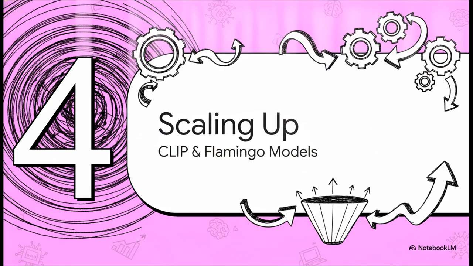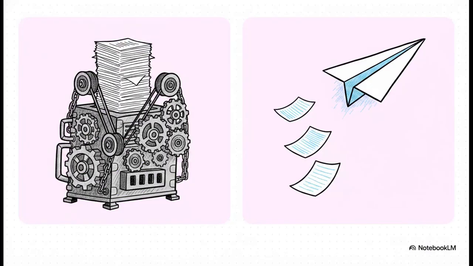All right, Section 4. Scaling up with Clip and Flamingo. So Oscar solved alignment, which is great. But how in the world do we scale this up for open-ended tasks without massive computational waste? To really understand this leap, we have to contrast the old with the new.